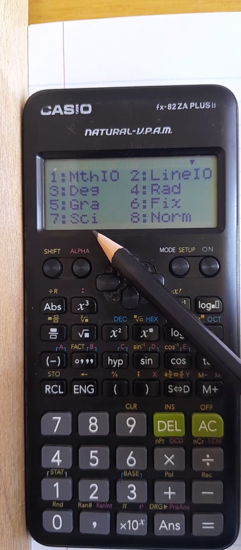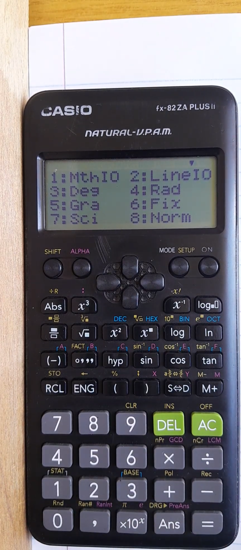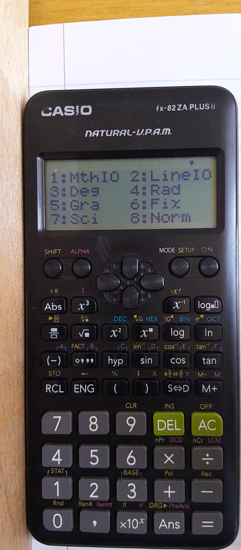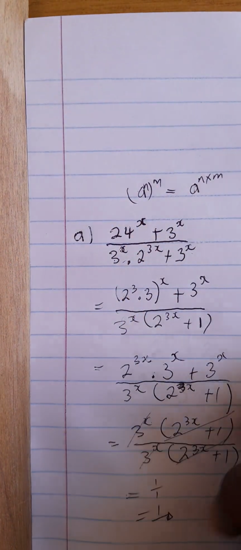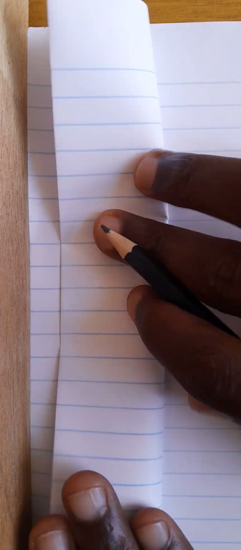So this thing is scientific notation. You know, guys, when you're doing physics, you'll be dealing with those large numbers. For argument's sake, you'll be dealing with those large numbers, like 2 times 10 to the power 9.